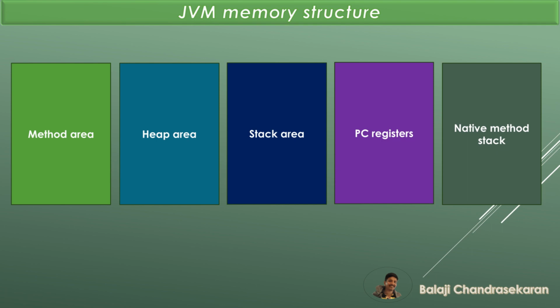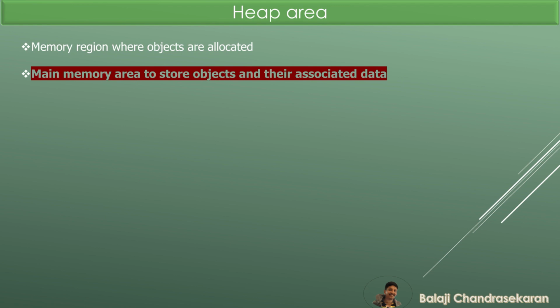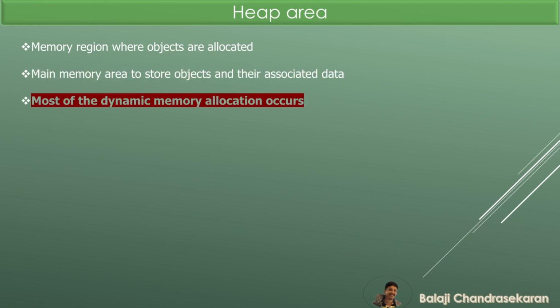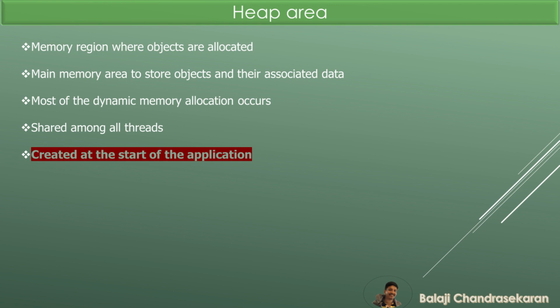JVM memory structure is divided into multiple memory areas like heap area, stack area, method area, native method stack and PC registers. The heap area is the memory region where objects are allocated. The heap is the main area of memory used by the JVM to store objects and their associated data. The heap is where most of the dynamic memory allocation occurs in Java. It is shared among all threads and is created at the start of the application. Examples of objects that are stored on the heap include instances of classes, arrays, and objects created using the new keyword.